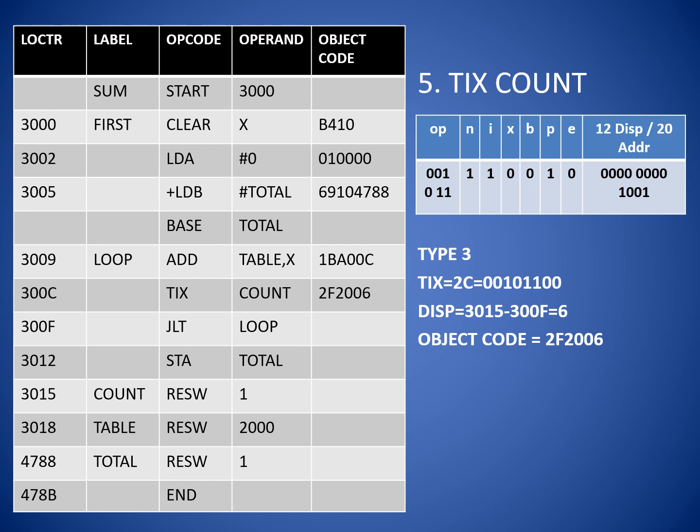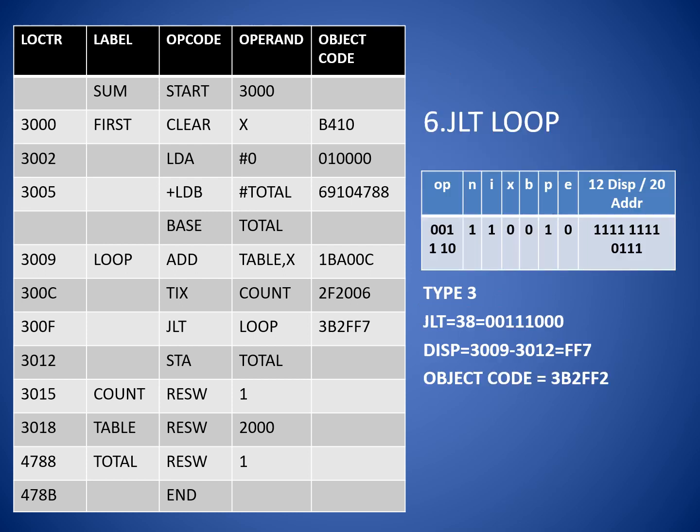the displacement. So for the displacement of the instruction, count has the location counter of 3015. So 3015 minus the next location counter of the given instruction, that is 300F. So 3015 minus 300F is equal to 6. So grouping the 4 bits, we get the object code for the current instruction as 2F2006.